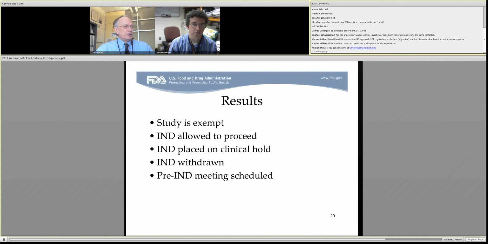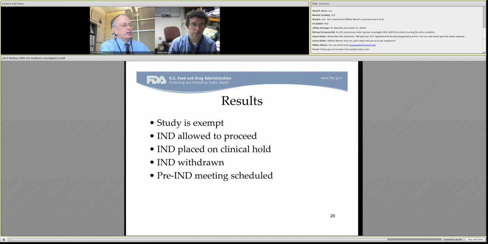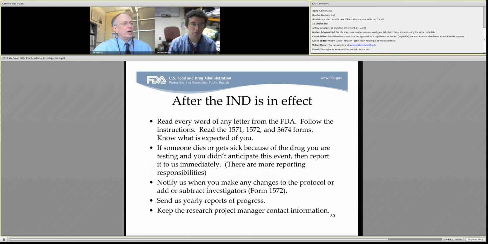So the results of your application or your request for exemption is that either the study's exempt, the study's allowed to proceed, it's placed on clinical hold, you decide to withdraw it, or we suggest that you come talk with us in a much more detailed discussion about problems that are identified or that you've identified, and we call it a request for a pre-IND meeting.